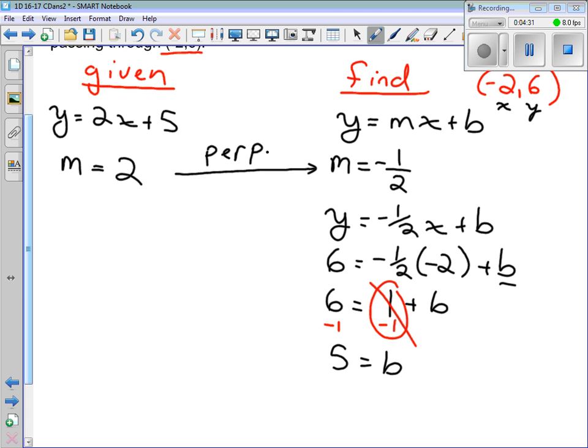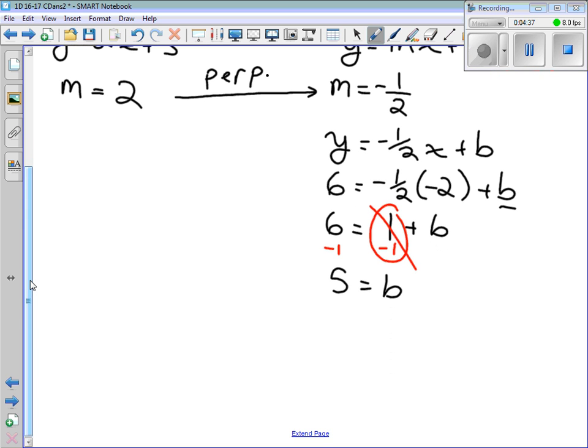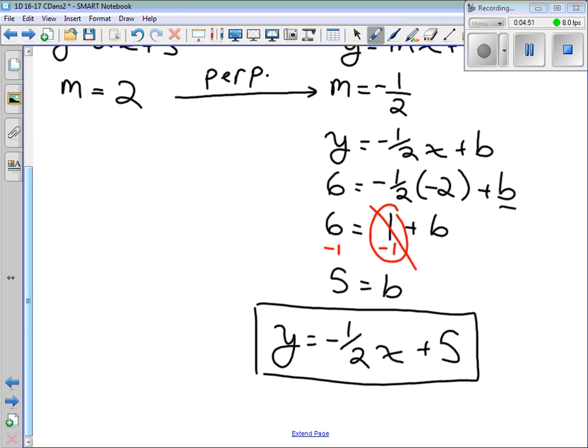There's one last thing I should do here. Put it all together. Because they asked me for the equation of a line, I had better give them the equation of a line. So I will take my general form here, y equals, I know my slope is negative 1/2, I know my y-intercept is 5. Put it all together. Put a box around it, letting whoever is marking this know that this is the equation of the line that we were supposed to be finding. Okay? So that's the basic process here.